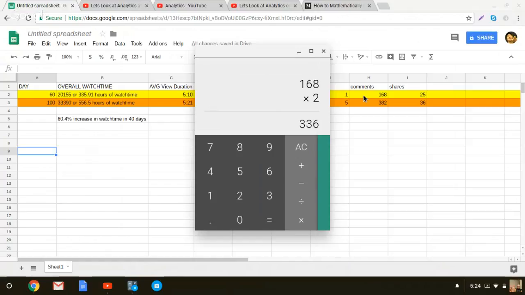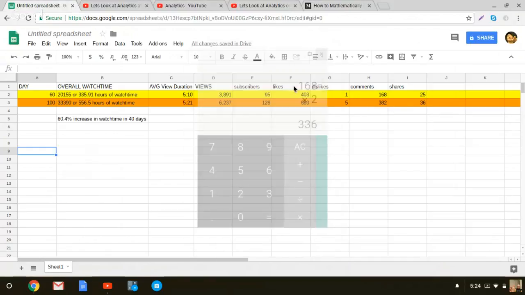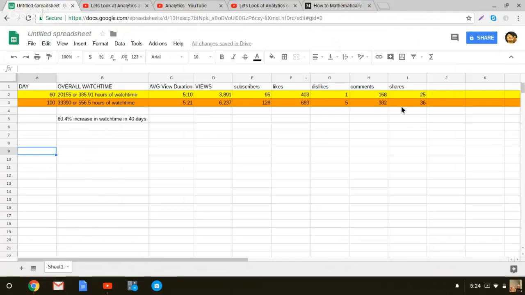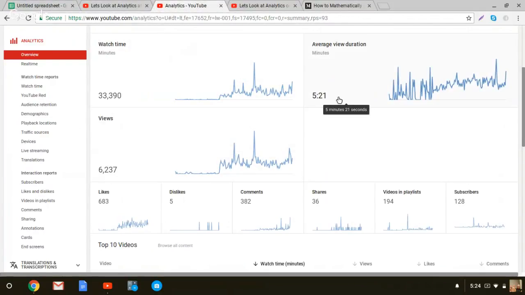So the amount of comments I had in my first 60 days, I have more than doubled in the last 40 days. That's an interesting stat. Shares have gone up a little bit from 25 to 36. So basically you guys can see exactly what these graphs are telling us. The channel is growing. It's growing at a fairly slow rate.